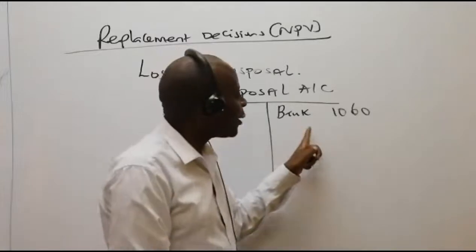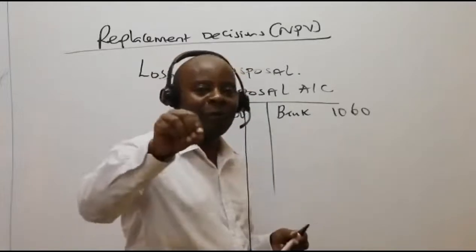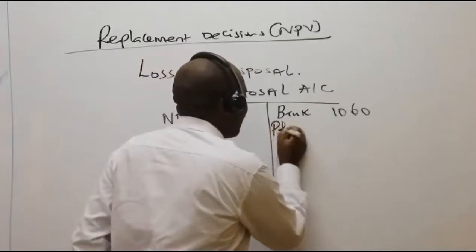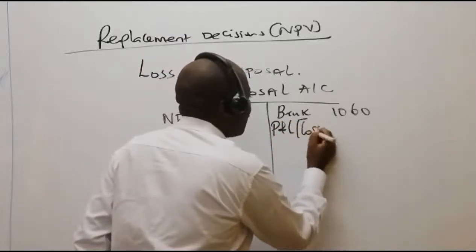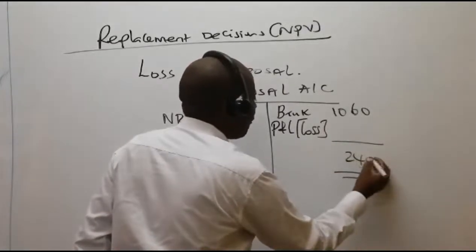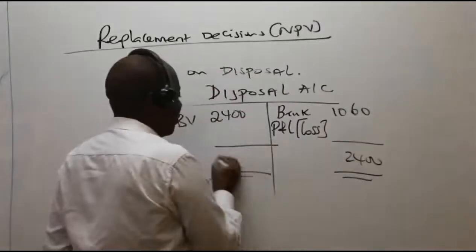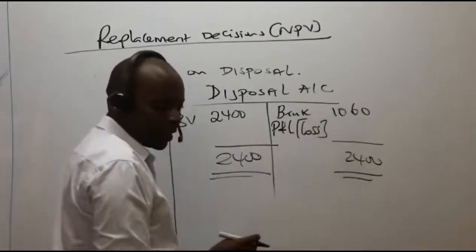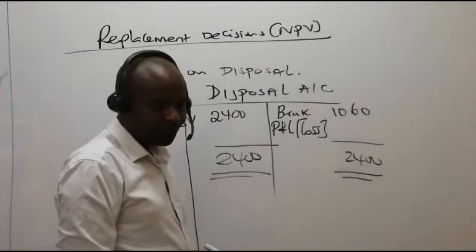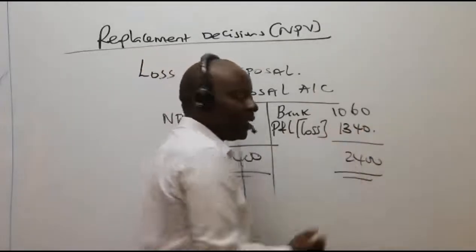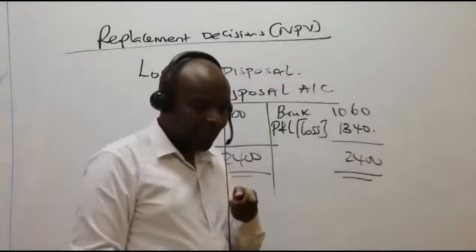That is why I'm crediting this account and then I debit my profit and loss. So I'll come and debit this account here with P&L as a loss on disposal over how much here? Can somebody help us here? 2,400 is the bigger value. So what is 2,400 minus 1060? Somebody tell us the figure here. 1340. 1340.